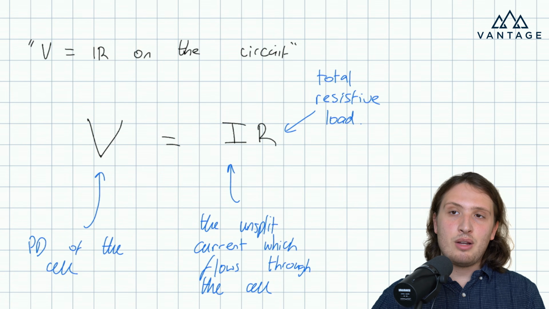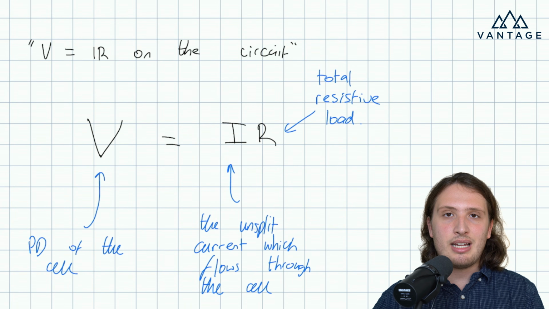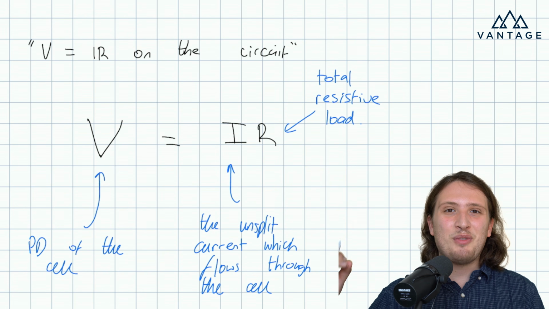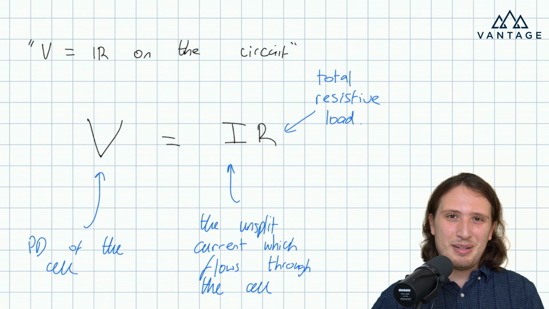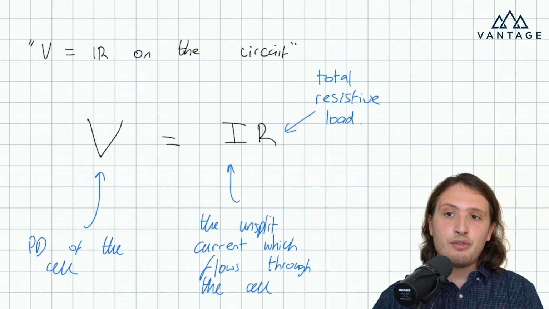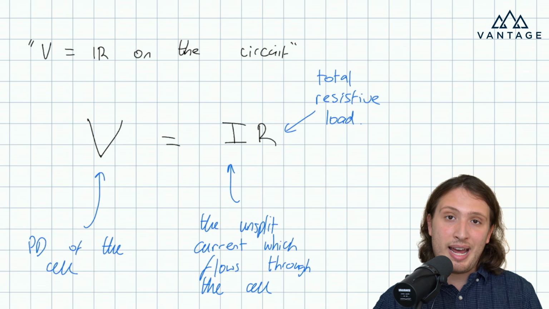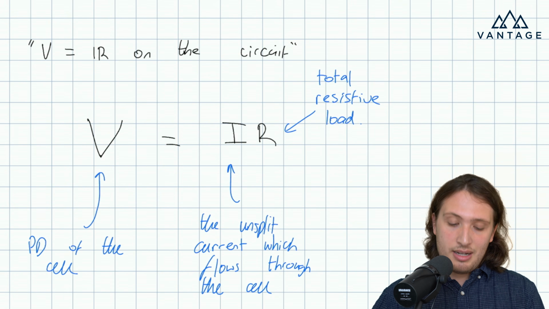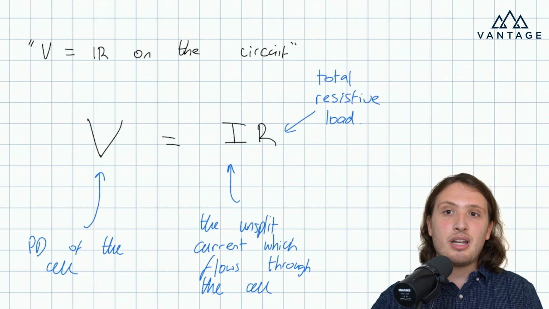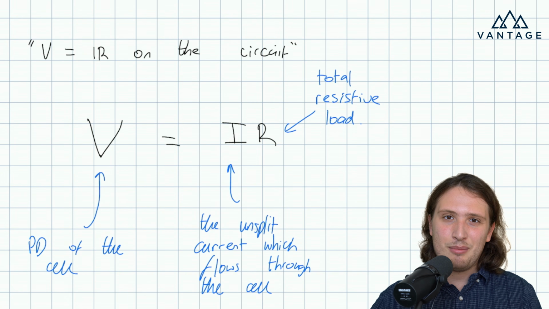So when we talk about V equals IR on the circuit for these simple setups, say with a single cell, although we'll talk about multi-cell setups in a moment, the idea is that the potential difference of the cell, because that's going to be the same as the potential difference across your effective component, equals the unsplit current which flows through the cell. So that might split elsewhere in the circuit, but that's going to be what flows through our imaginary effective component times the total resistive load. So this equation is then very valuable for getting to grips with more complicated circuit setups.